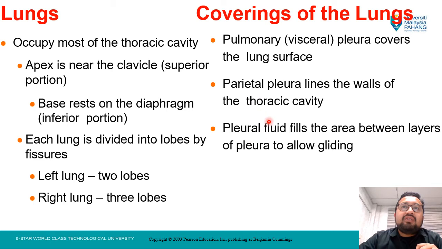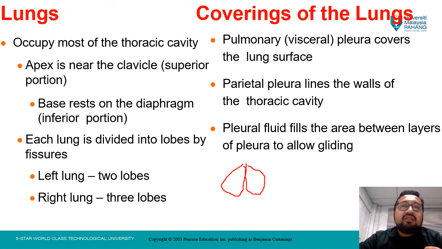Between these two, the pulmonary visceral pleura and parietal pleura, there is pleural fluid that fills the area between the layers of pleura to allow gliding. So the movement of the pleura will be very smooth, with no friction, because there is fluid inside there. Okay, like this, this is a lung.